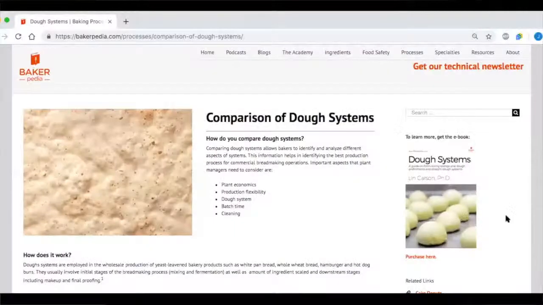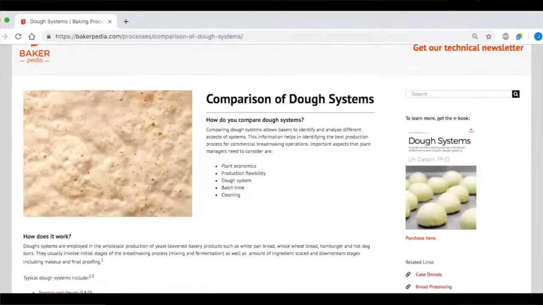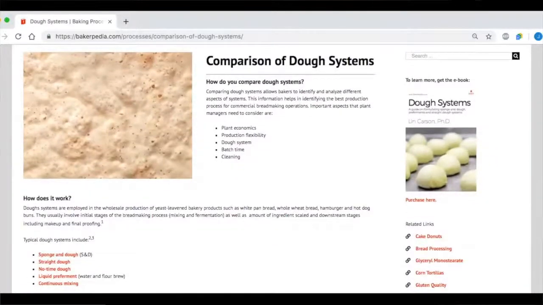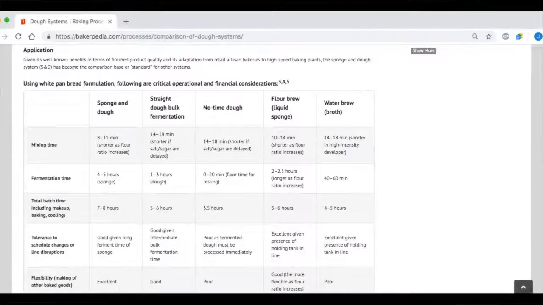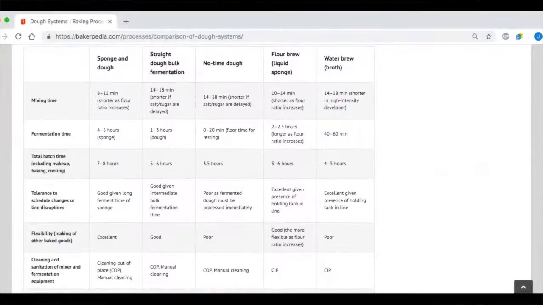This is a very common question, believe it or not. Go to our page for comparison of dough systems and see how we did the comparison. We did a thorough analysis and placed the results side by side to each other so that you can have a bird's eye view of the systems.